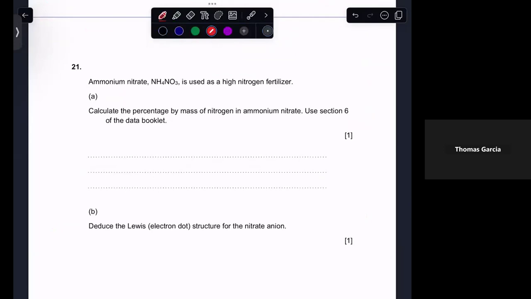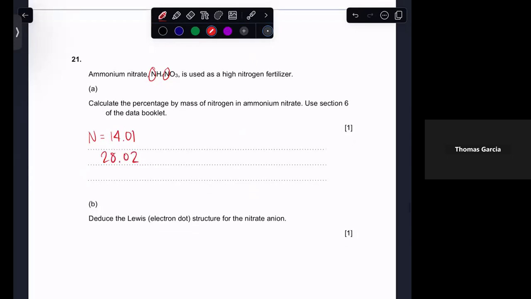Ammonium nitrate, NH4NO3, is used as a high nitrogen fertilizer. Calculate the percentage by mass of nitrogen in ammonium nitrate. All right, well, I have two nitrogens here. Nitrogen weighs 12.01. So 2 of them is 24.02. Or sorry, whoa. I made some mistakes here. Carbon is 12.01. Nitrogen is 14.01. So 2 is 28.02. Whoops, almost started bad.